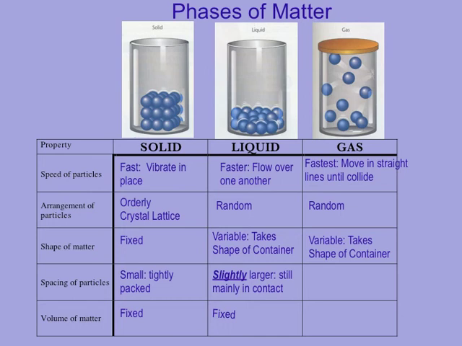The shape of the matter varies with the container. Like a liquid, it takes the shape of the container. Keep that in mind because I'm going to refer back to that in just a minute. The spacing of the particles is much larger. Most of the volume of a gas is actually empty space. And you can see that from the diagram at the top. There's just all kinds of space in between the particles that you don't see in the liquid or the solid.